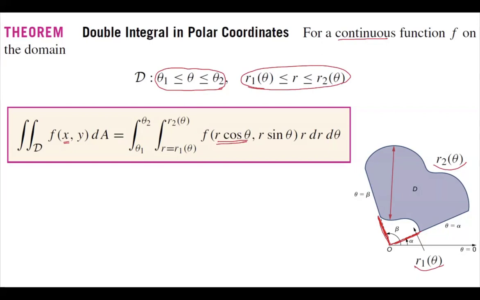So wherever you see x, you're going to use R cosine theta. Wherever you see y, you're going to use R sine theta. And remember that dA becomes R dr d theta. This is the important part that we usually emphasize for students when they are completing their homework, learning the materials, or preparing for the exam itself.